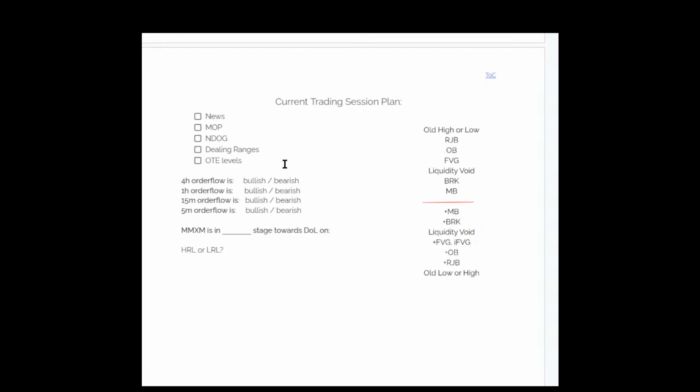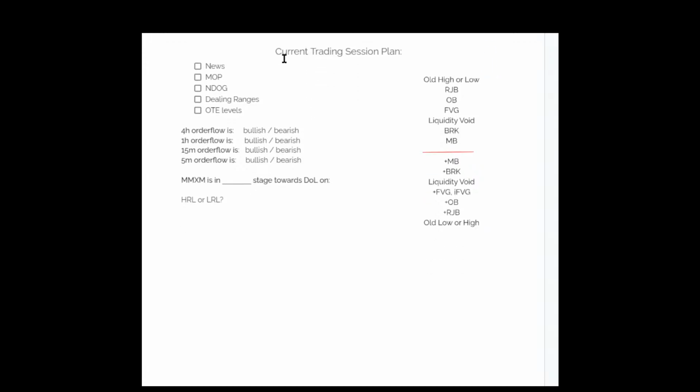I'll scroll back up. Okay, so this is things to look for in the current trading session plan. So I did mark off on the lower time frames. We do have news coming up, I believe, at 10:30 Eastern today. Midnight opening price, we'll get to that. New day opening gap, we'll get to that. Dealing ranges. Yeah, so what else do we have here? We have this dealing range, which I had marked off on the weekly. I took it off.